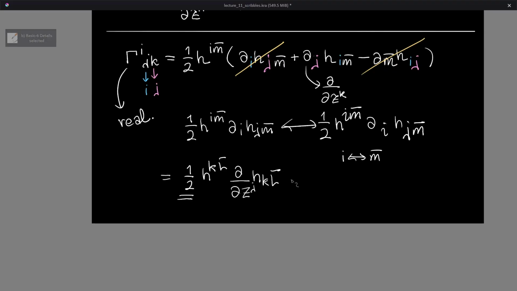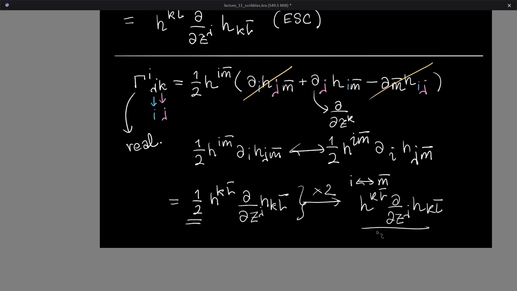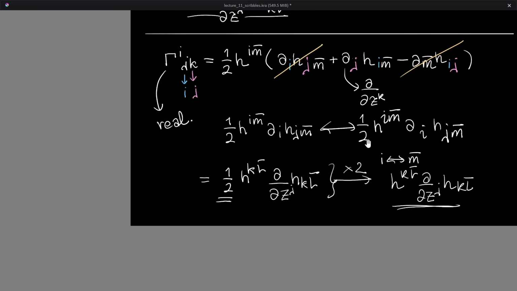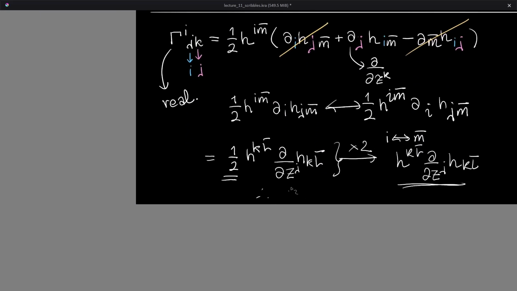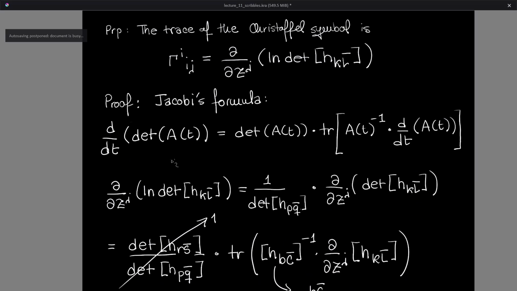Or let me say it like this. So times 2. So then we get the same thing. Partial partial z j h k l bar. And so therefore, since this is equal to this and the right hand side is also equal to this, we have proven what we wanted to do, which is that Γ^i_{ij} is equal to this whole business here, right?